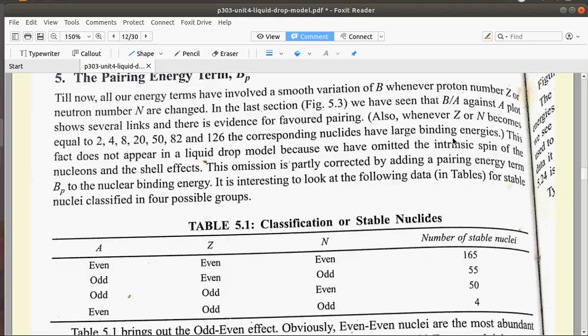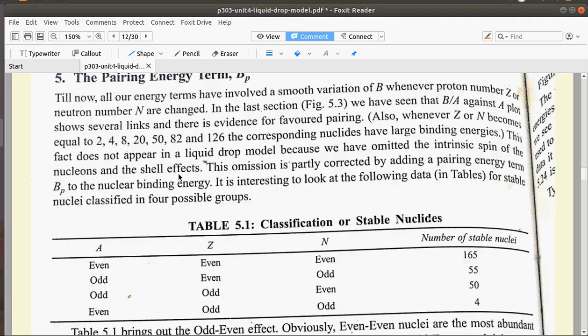Now normally the variation is very smooth, but we know that for certain pairings, that is for certain values of Z and N, the binding energy becomes high. These values are 2, 4, 8, 20, 50, 82 and 126. For these values of N and Z, the binding energy is very high. So we want to know why. This fact does not appear in the liquid drop model because we have omitted the intrinsic spin of the nucleons and the shell effects.